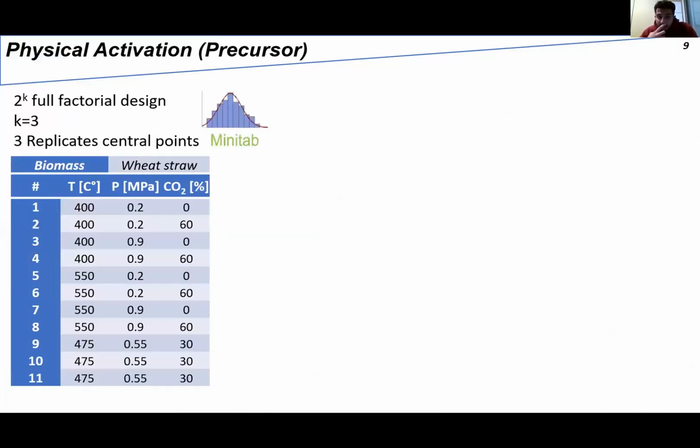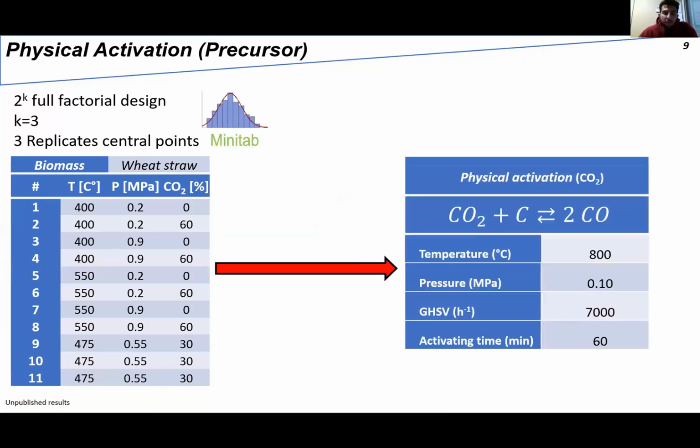So, in order to study the influence of the precursor and the pyrolysis conditions, my group has carried out different experiments producing 11 biochars under different pyrolysis conditions, following a 2^k full factorial design with 3 factors, which are temperature, pressure, and CO2 percentage in the pyrolysis atmosphere. We took all these biochars and activated them under the same conditions, with CO2 at 800 degrees C and 0.1 megapascal for 60 minutes.